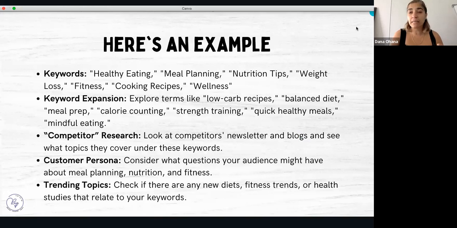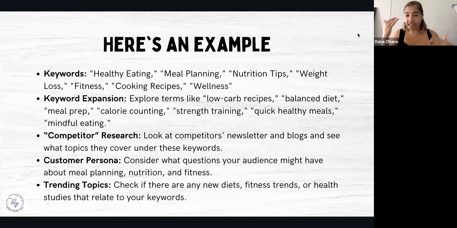So here are some examples, okay? For what I've said, if you look at the steps, I can use healthy eating, meal planning, nutrition tips, fitness, and so on. And then I can expand it to low carb recipes, calorie counting, strength training. As you can see, I'm getting deeper and deeper, and through that I'm getting more and more ideas. Then if I look at the competitor research, I'm getting more ideas from their newsletters, their blogs, and their social media on which of those topics they are using. Or maybe they're using different topics, keywords that I wasn't thinking about.